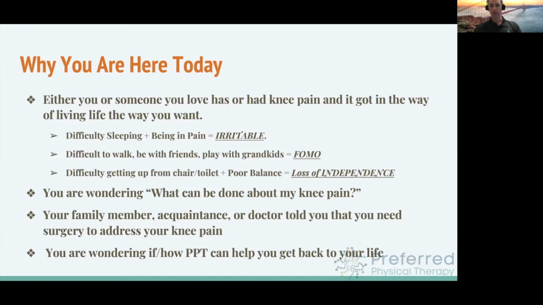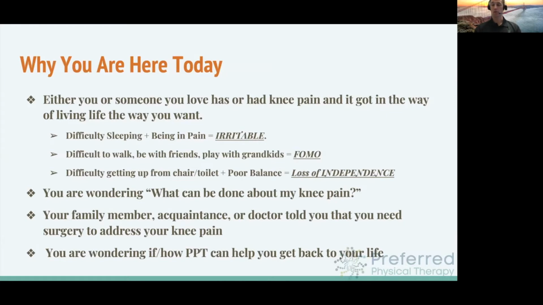Often we get people like yourself who come here and are wondering what can be done about knee pain. You have a family member, acquaintance, or doctor that said that ultimately you're going to need surgery and there's nothing that can be done. We just have to wait. Maybe you're in this limbo or holding pattern in regards to what can be done about your knee, and that eventually the only thing that's going to help is knee replacement, but you're not a candidate yet. So what do you do between now and then?